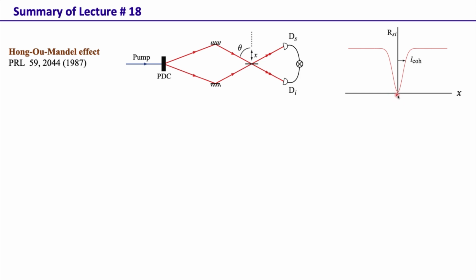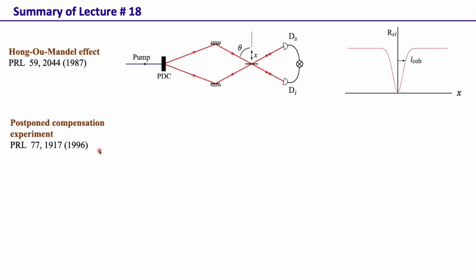What this null means is that at x equal to 0, there is no probability of one photon going this way and the other photon going the other way. So the only possibility at x equal to 0 is that both photons go this way or both photons go that way, and as a result we don't see any coincidence. This effect was interpreted as the two photons, when they arrive simultaneously at a beam splitter, getting bunched together and then going in just one direction.